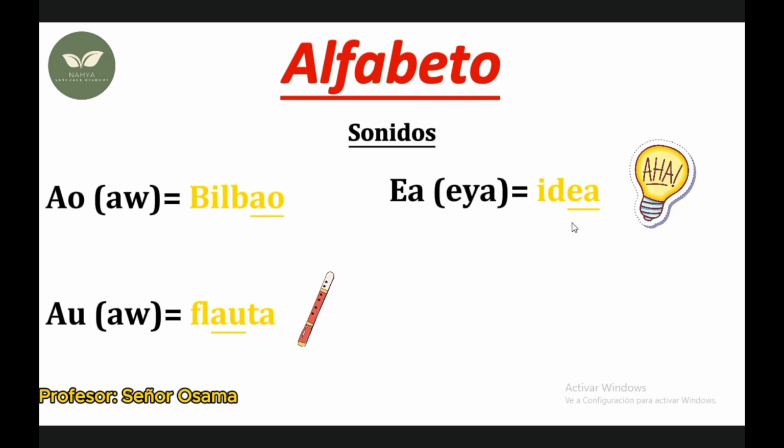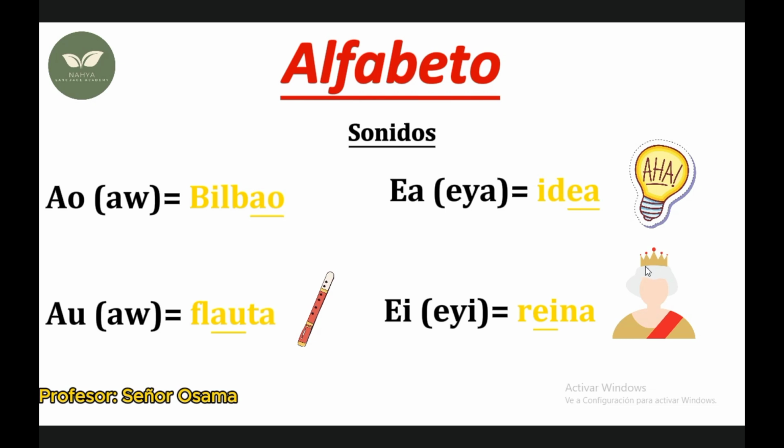Okay, so the next one will be, here we have, okay, it's eye. Okay, eye, and we find it in the example of reina. Okay, reina, which means queen. Reina. Before we saw rey, king. Now we see reina, queen.